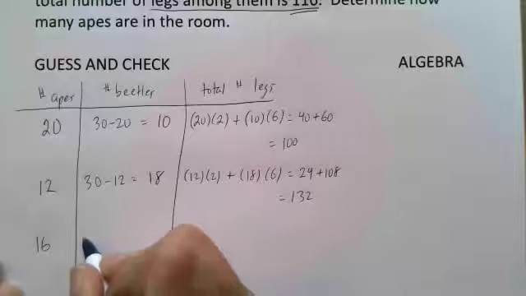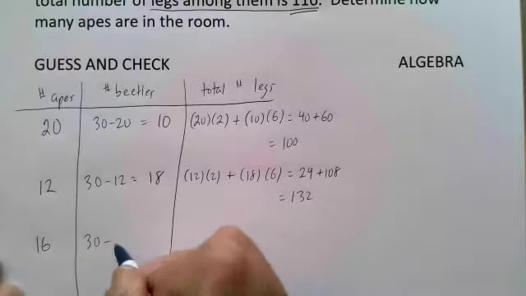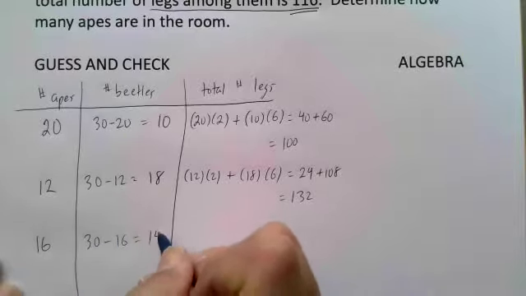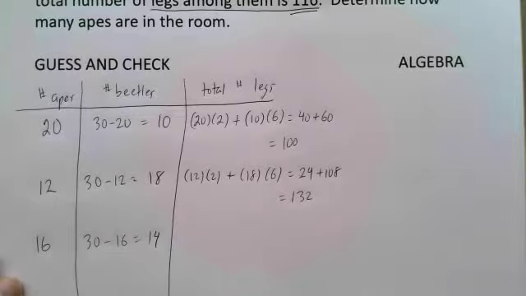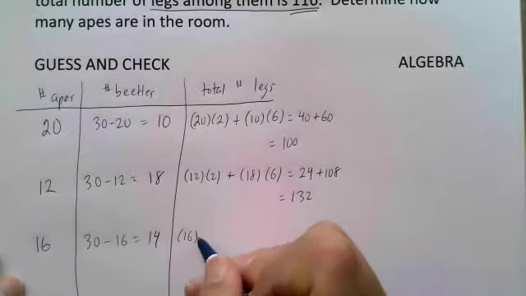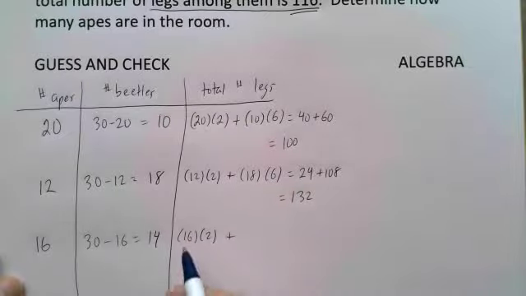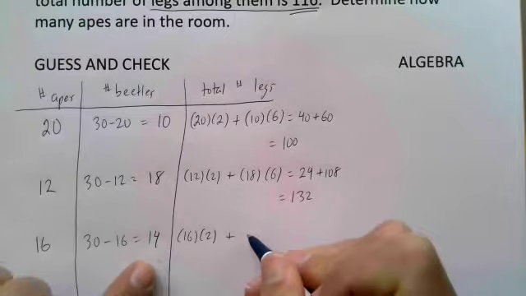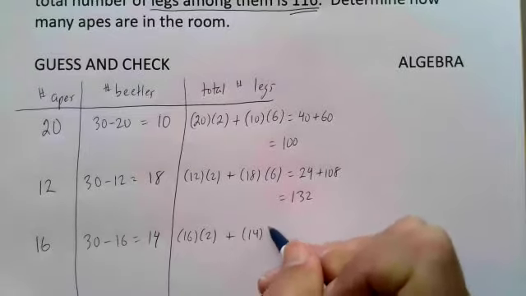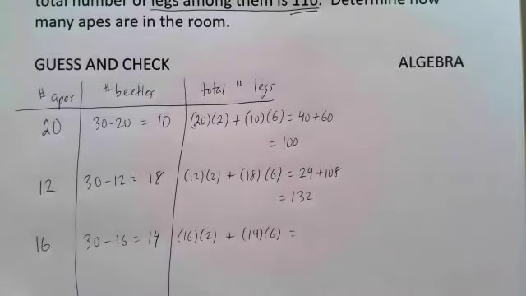Okay. If I did have 16 apes, there would have to be then 14 beetles. 16, 30 take away 16. If I did have 16 apes, remember each ape has 2 legs. That's how many ape legs there are. If I did have 14 beetles, remember each beetle has 6 legs. That's how many beetle legs there are.